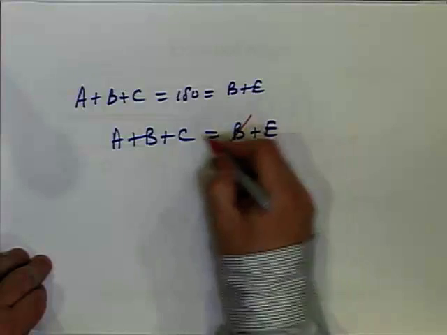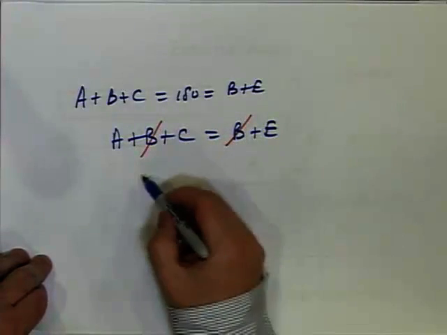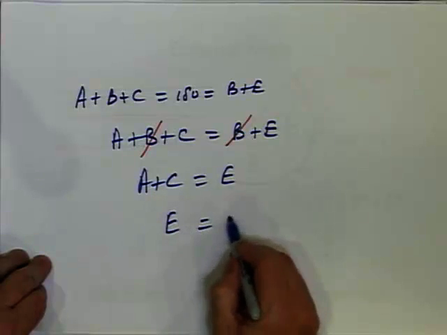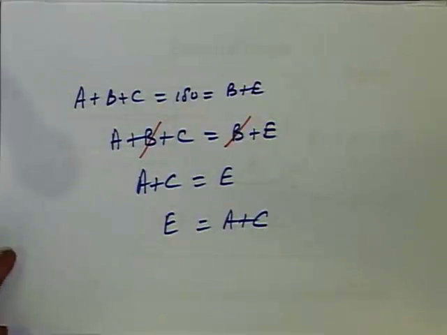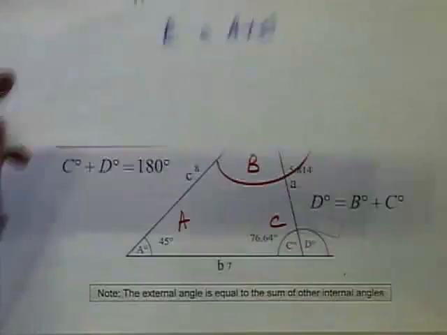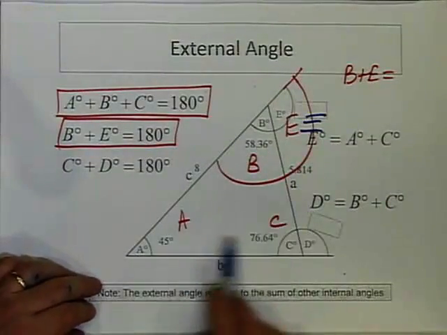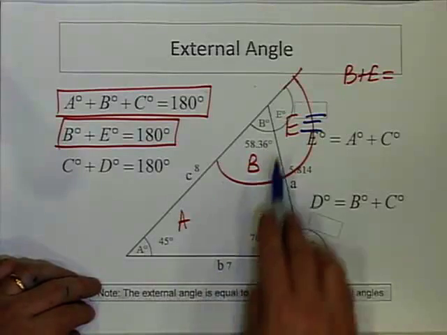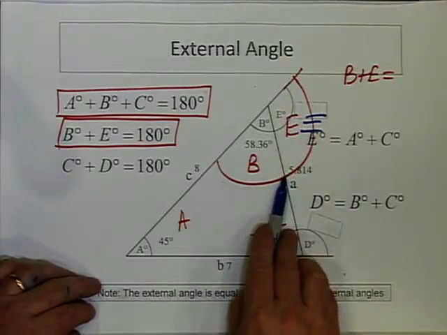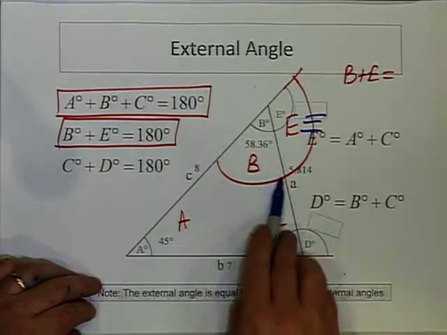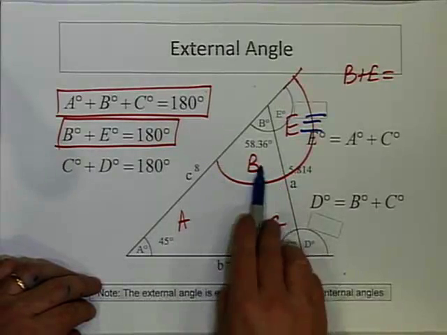Or A plus C must equal E, or E must equal A plus C. In other words, the external angle here, E, must be the same as the other two. Because whatever that doesn't make up of the 180, B does. And whatever that doesn't make up of the 180, B does.